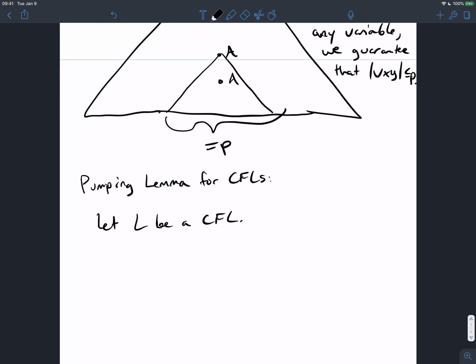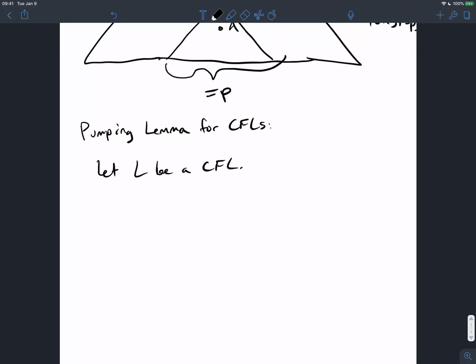Can I use the pumping lemma in either case to show that a language is regular or is context-free? No, why not? Because I have to assume it first. So I'm assuming the thing I need to prove, which is a red herring. So we're going to let L be a CFL. Then what do you think comes next?